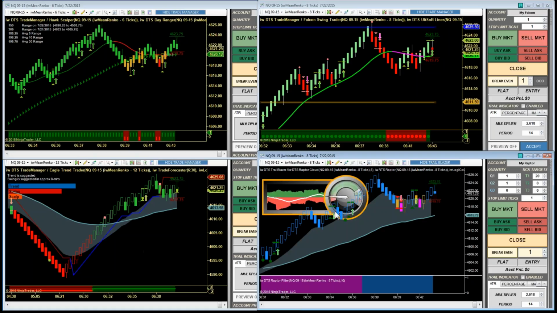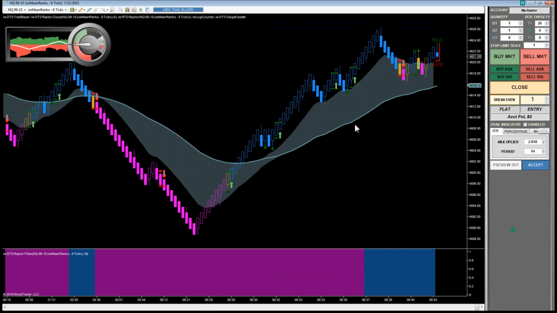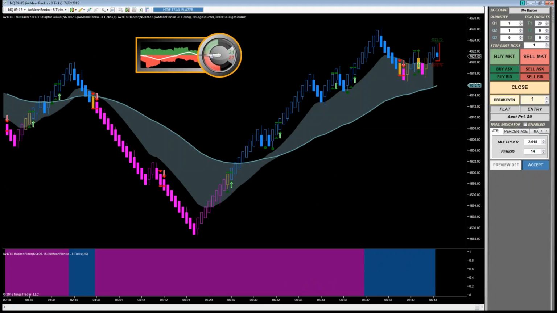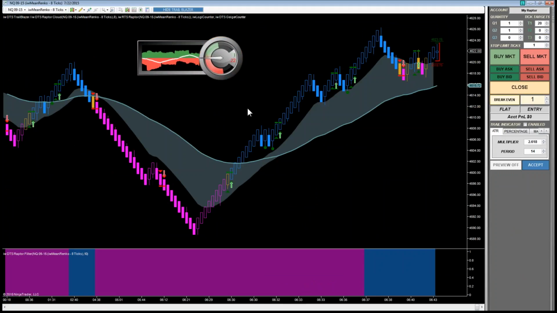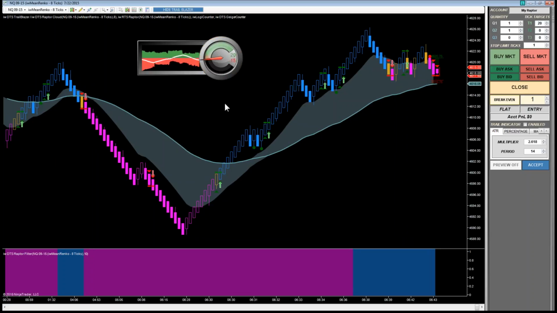Josh is asking, Eric, can you show the Geiger counter parameter? Does it only work with the Raptor? No, it works on any of the instruments. In fact, this is a standalone tool. You can put this on any chart. It doesn't even need to be a DTS chart. What I tend to do is put one tool per chart so things don't get too confusing.